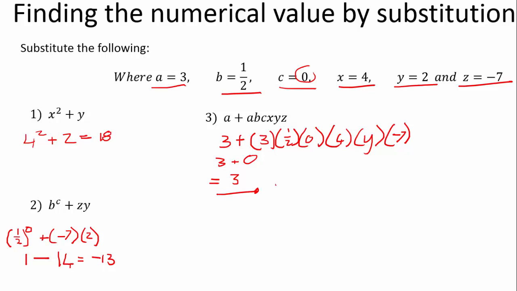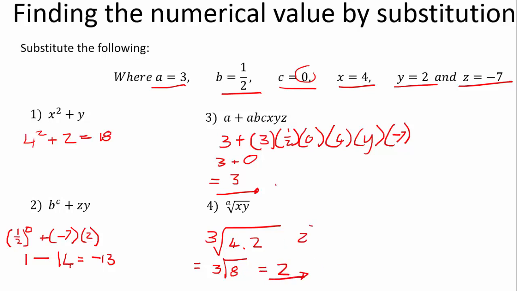Okay, let's do another example. A times the cube root of x, y. A is 3, the cube root of x is 4, multiplied by y is 2. So this is equal to 3 times the cube root of 8. What do we know the cube root of 8? That is 2. The cube root of 8 is 2 because 2 to the power of 3 is equal to 8. Don't forget that.